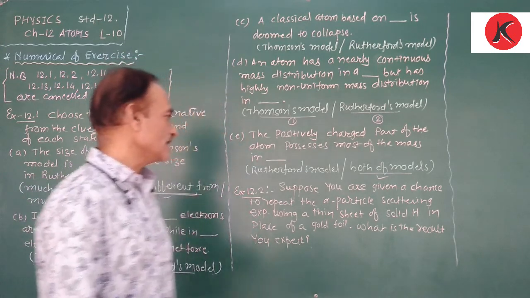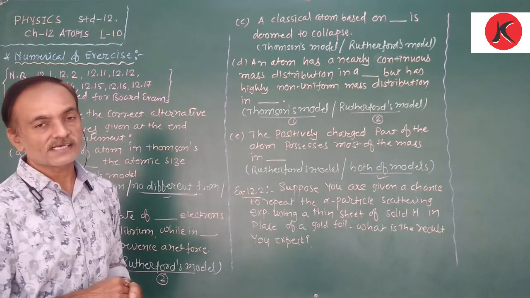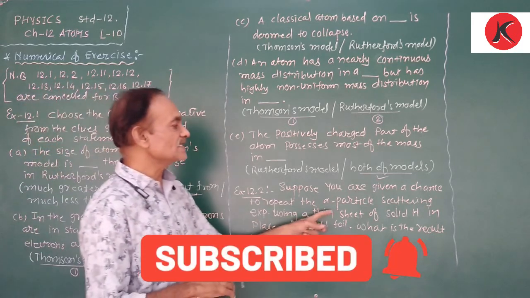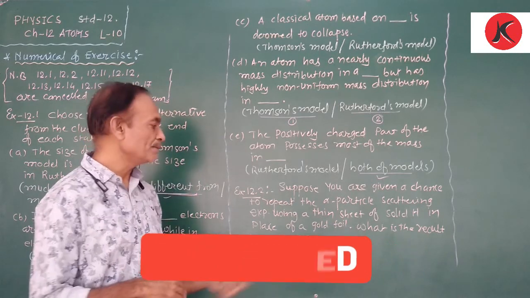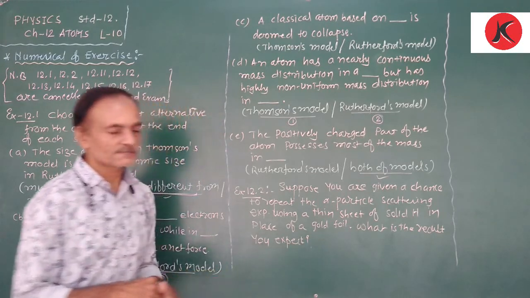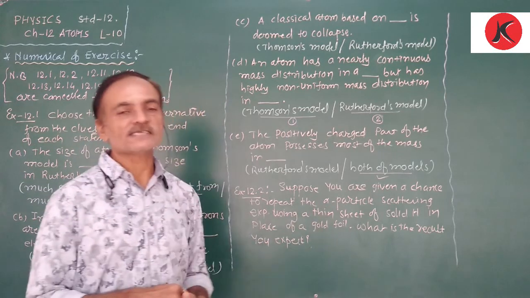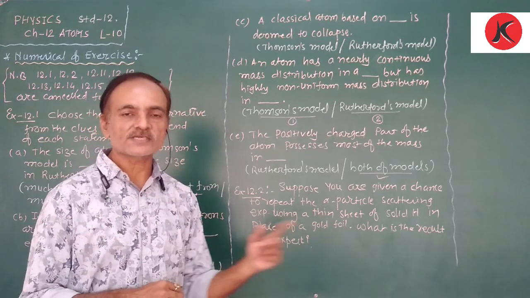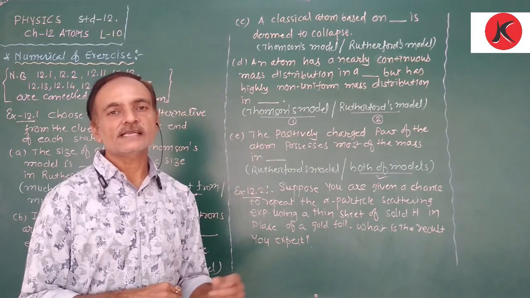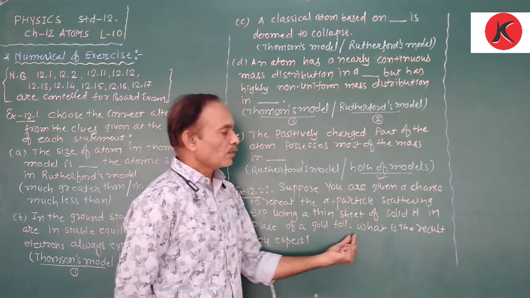After that, the second numerical exercise. Suppose you are given a chance to repeat the experiment of alpha scattering using a thin sheet of solid hydrogen in place of a gold foil. What is the result you expect? Suppose we are performing this experiment with alpha scattering from a sheet of solid hydrogen. Hydrogen becomes solid at 14 Kelvin temperature. Now, what is the result we expect?